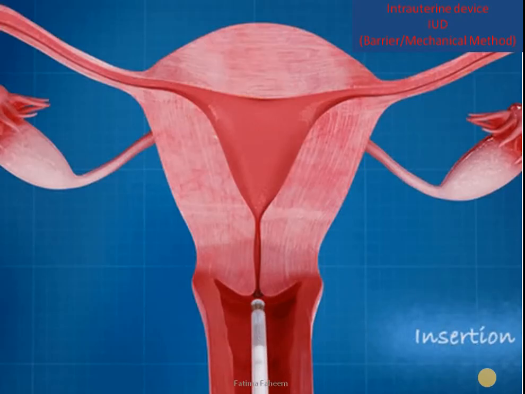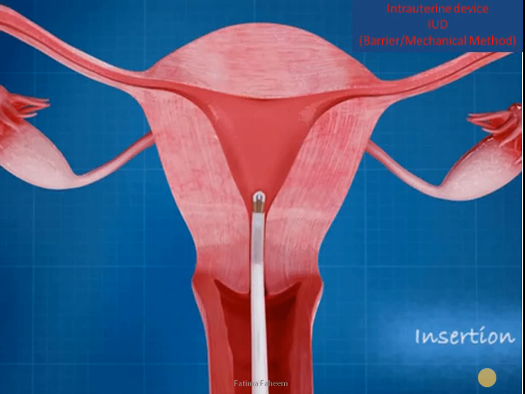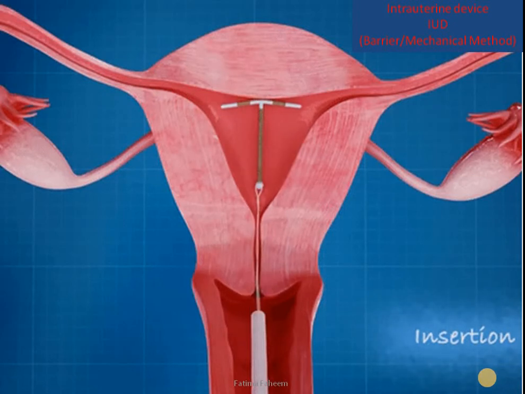So this is the method where an IUD is being placed into the uterus of a female. A mechanical device is placed there so that there is no attachment of the blastocyst to the uterine wall, or you can say that this is a method where we prevent the attachment or implantation of the embryo to the uterine lining.